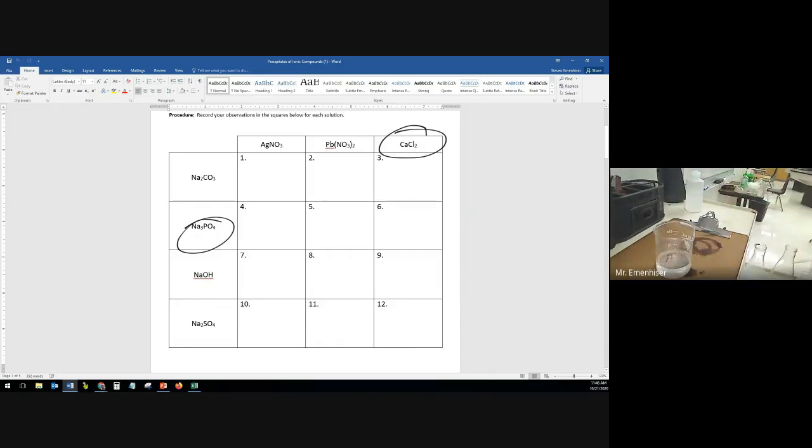Notice here that nothing happens. I mean, look, there's nothing. It's still the same color, everything. No reaction. Okay, why is there no reaction?